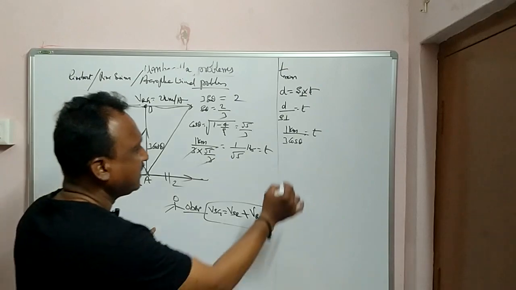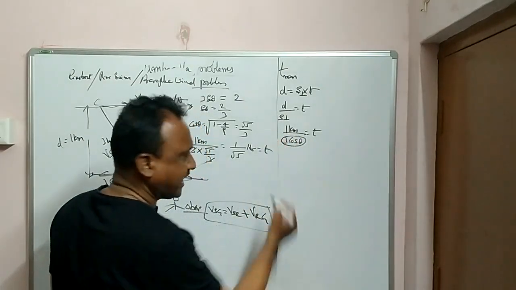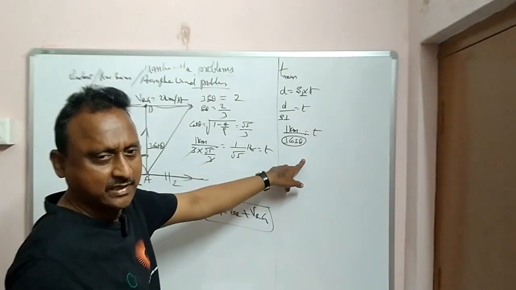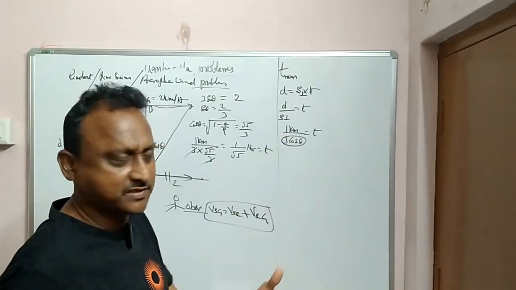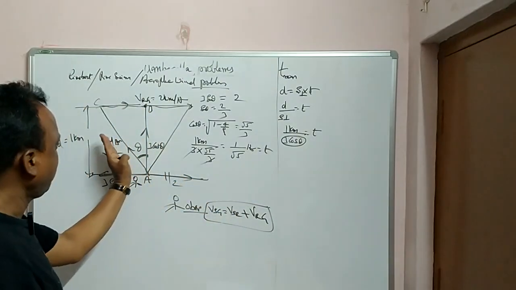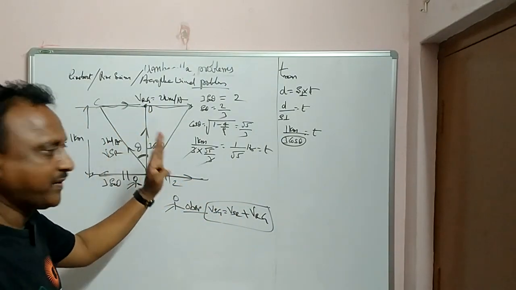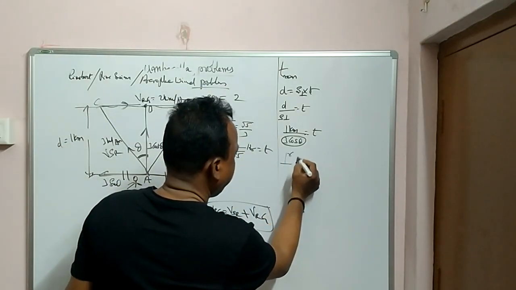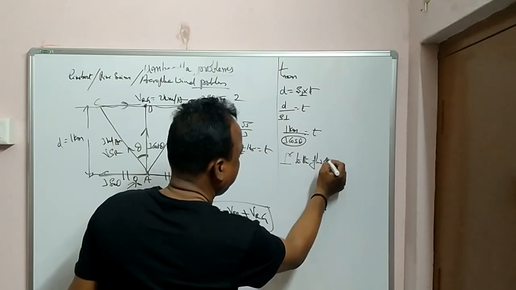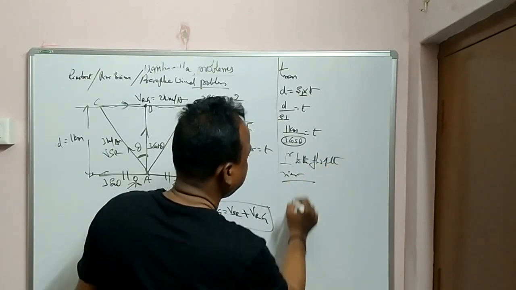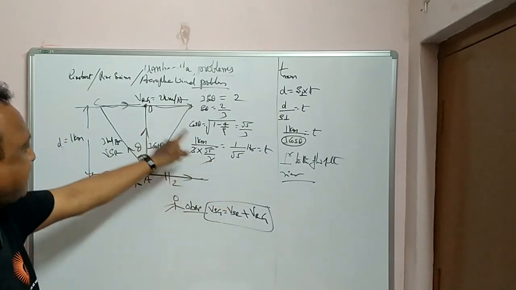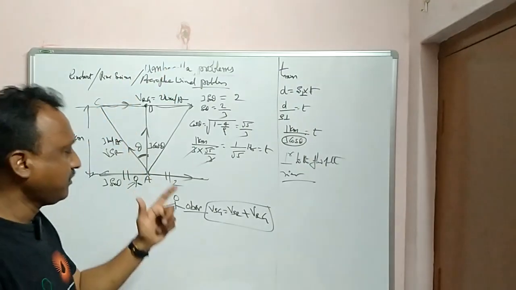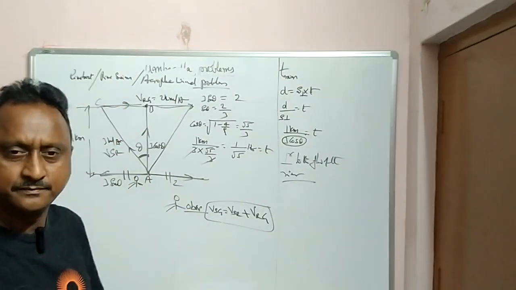For this to be maximum, theta should be 0 degrees, because cos is maximum at 0. That means the person has to swim perpendicular to the flow of the river. When you go perpendicular, the time will be minimum and you will reach the opposite side of the river. So this is how you can solve the numericals.